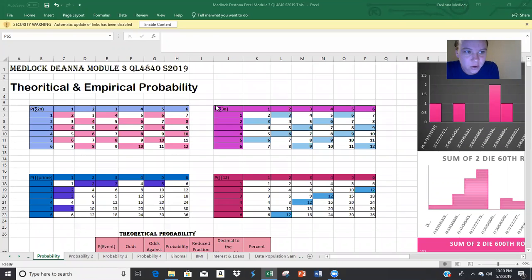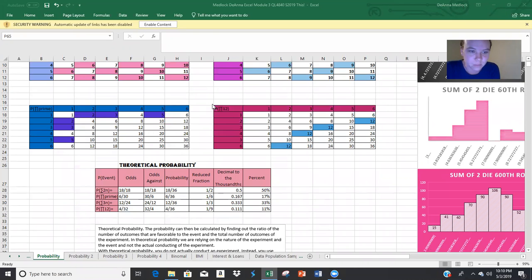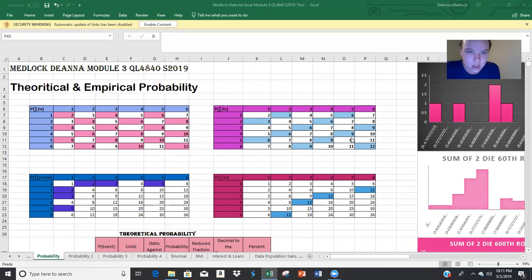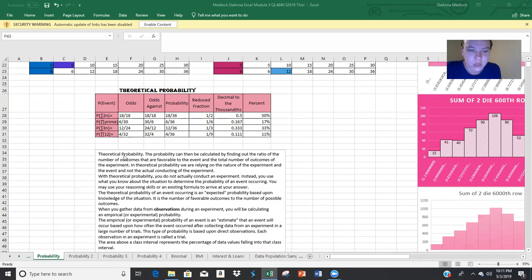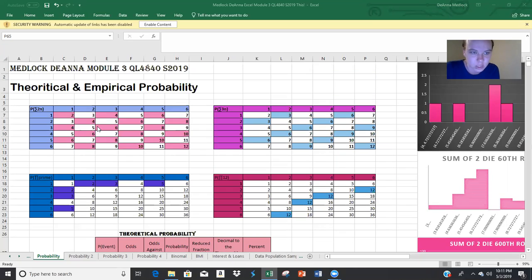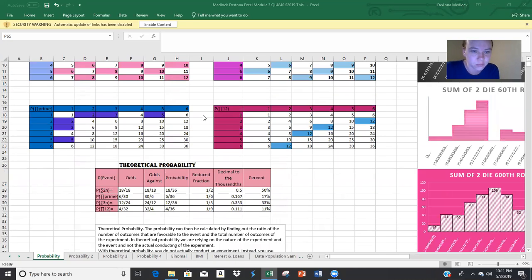So our first scenario, we are talking about theoretical and empirical probability. And we used some dice and did some calculations of the sum of the dice and the product of the dice. So in theoretical probability, the probability can be calculated by finding out the ratio of the number of outcomes that are favorable to the event and the total number of outcomes of the experiment, which is what we did in our charts here.